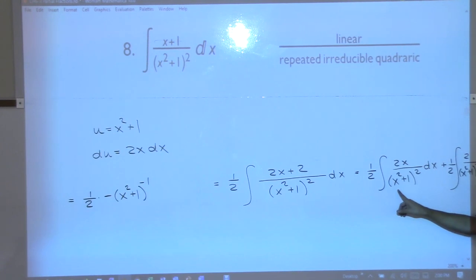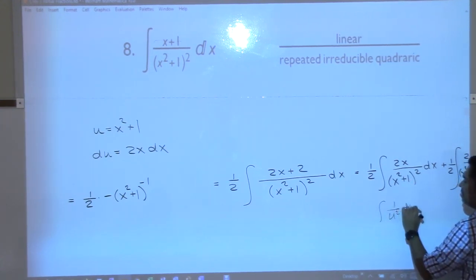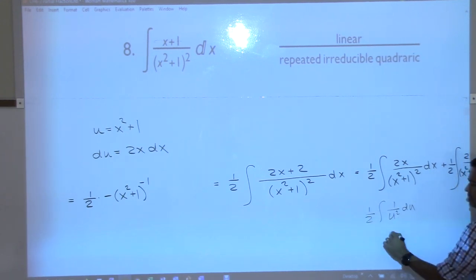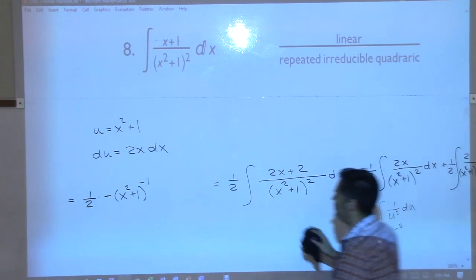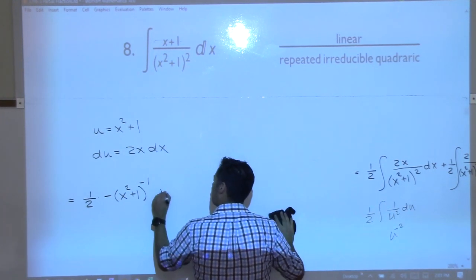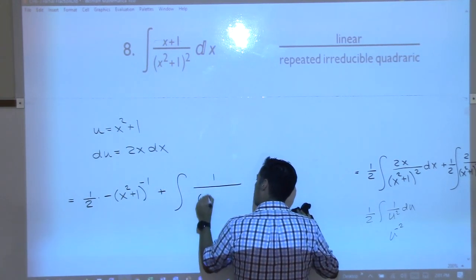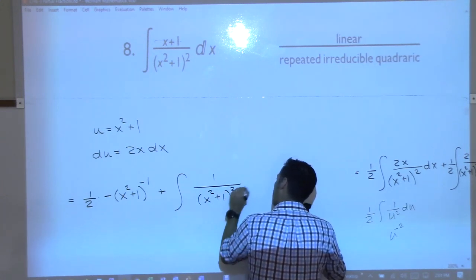Doing a u sub on this, right? U is x squared plus 1. So that turns into 1 over u squared du. And I still have 1/2 here. This is u to the negative 2. Antiderivative, negative u to the negative 1. Okay. This one we still haven't taken care of. So let's see. Next to this we have plus integral 1 over x squared plus 1 squared dx.